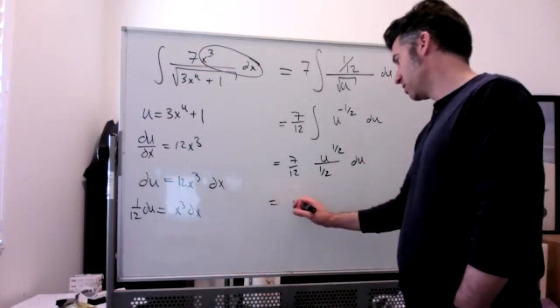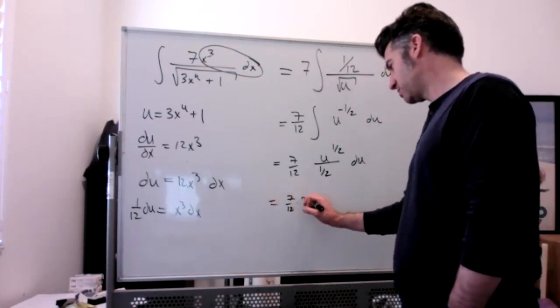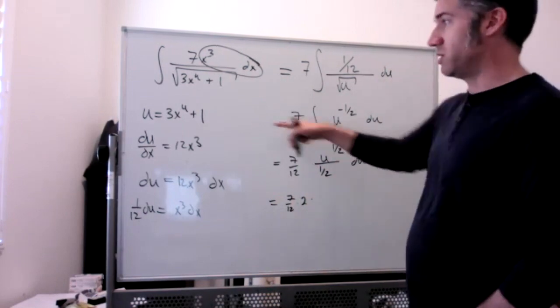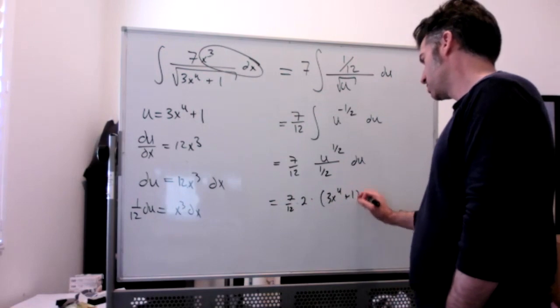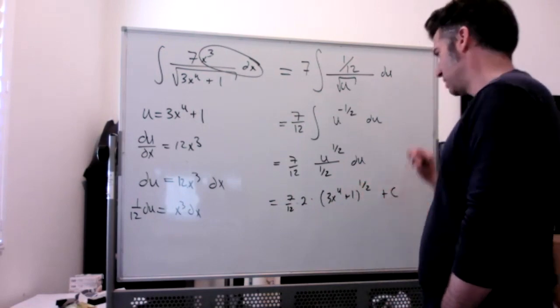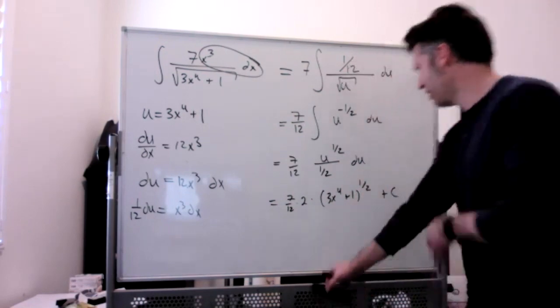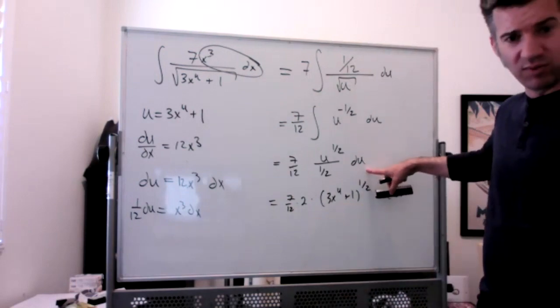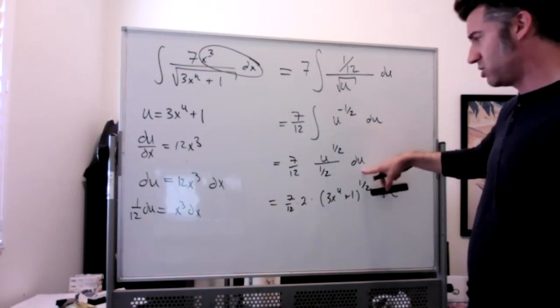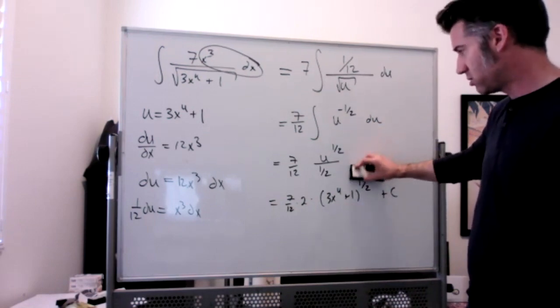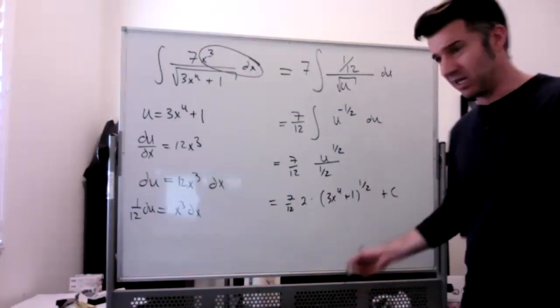So this is going to be 7/12 times 2 times u, which is 3x to the 4th plus 1 to the 1/2. Let's see. Wow. That's really sloppy notation there. After you integrate, you shouldn't be writing du anymore. There should be a plus c.